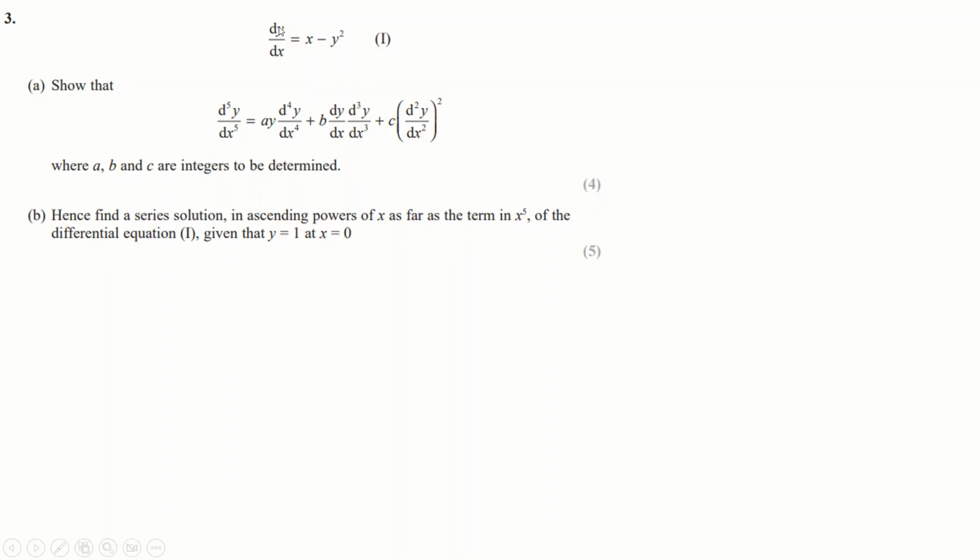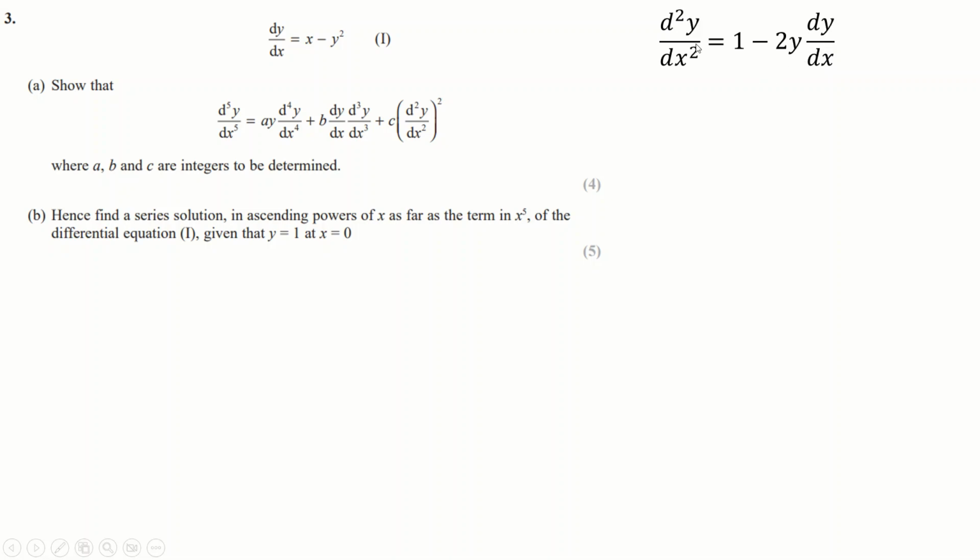So differentiate this to get d2y by dx squared equals 1 minus 2y dy by dx. Of course, this differentiates to 1 with respect to x. This differentiates to 2y, but that's kind of with respect to y, so we just need to shove on a dy by dx in the end. That's how most of us learn, I guess, implicit differentiation.